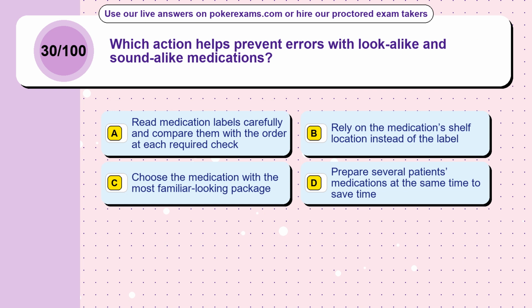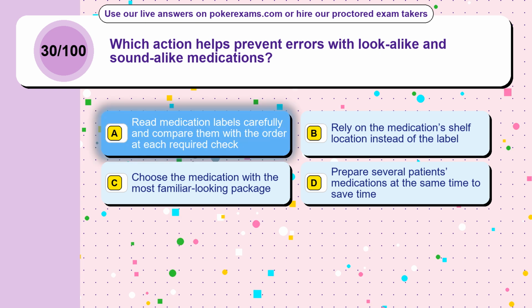Question 30. Which action helps prevent errors with look-alike and sound-alike medications? Option A. Read medication labels carefully and compare them with the order at each required check. Option B. Rely on the medication's shelf location instead of the label. Option C. Choose the medication with the most familiar-looking package. Option D. Prepare several patients' medications at the same time to save time. The correct answer is option A.